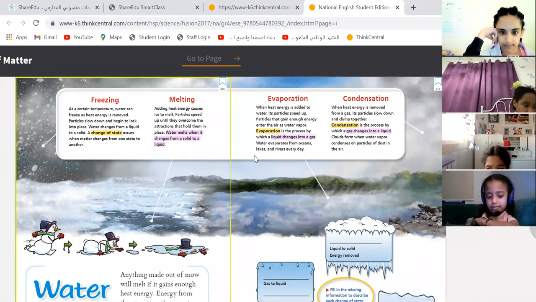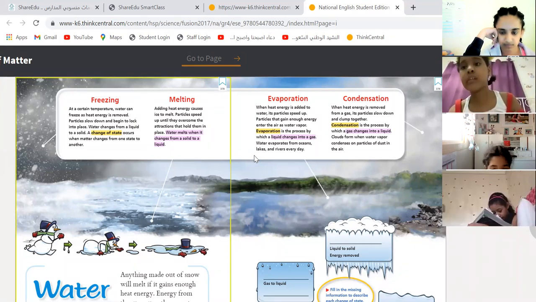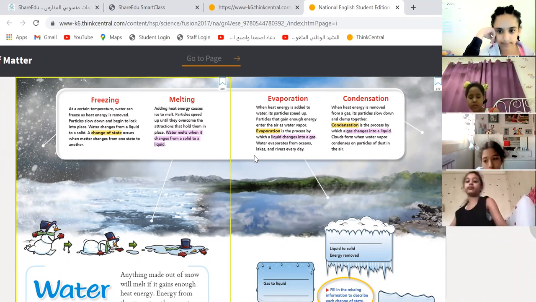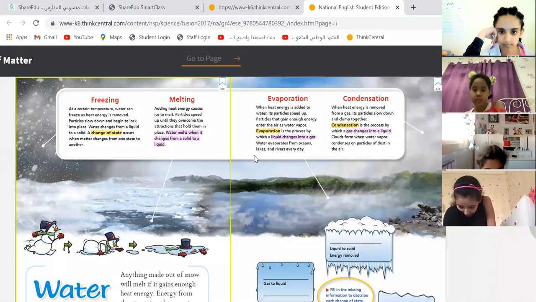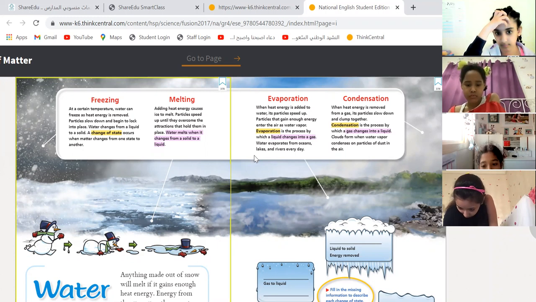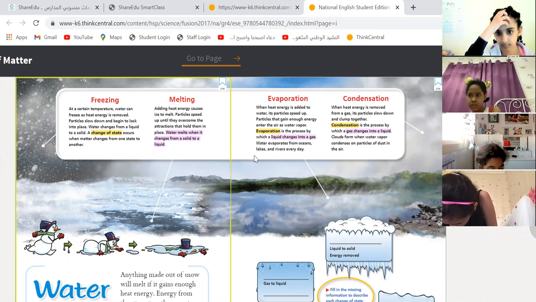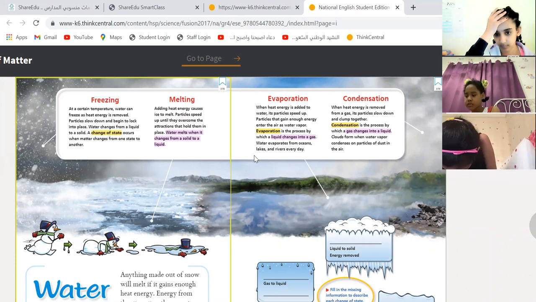What about you, Rayana? When it is evaporating, liquid changes to gas. When liquid water changes to gas, do you add heat or take away heat? How will liquid be evaporated? No, add heat. Excellent, Rayana.